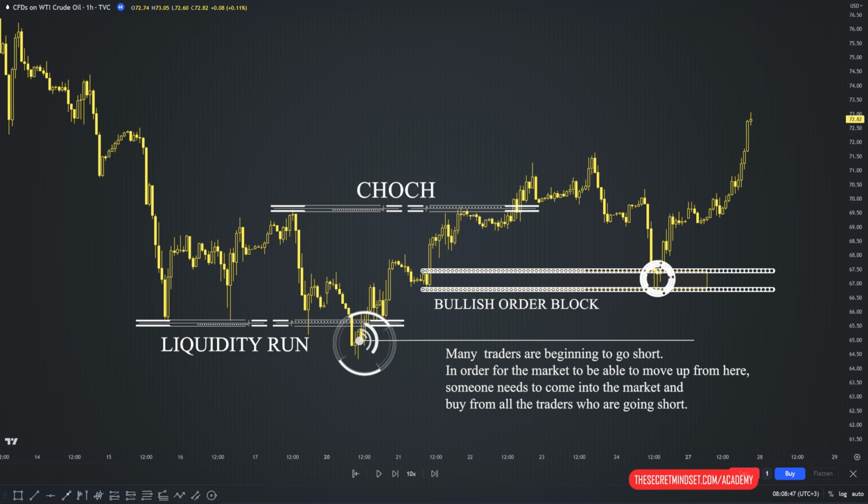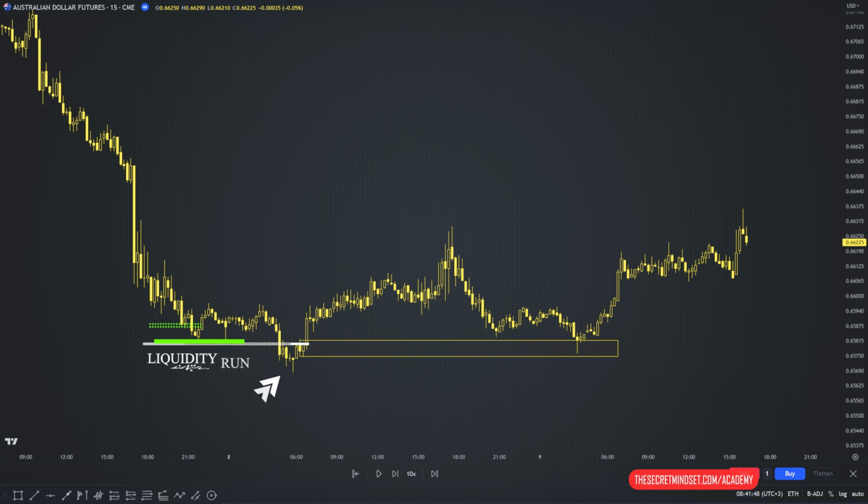But in order for the market to be able to move up from here, someone needs to come into the market and buy from all the traders who are going short. And this would take a huge amount of money. Look at this obvious liquidity run, taking stops below this level and triggering new sell positions. This is the first condition. The market eventually stops falling lower and begins advancing higher, breaking above the previous lower high and marking a higher high. This is a change of character.